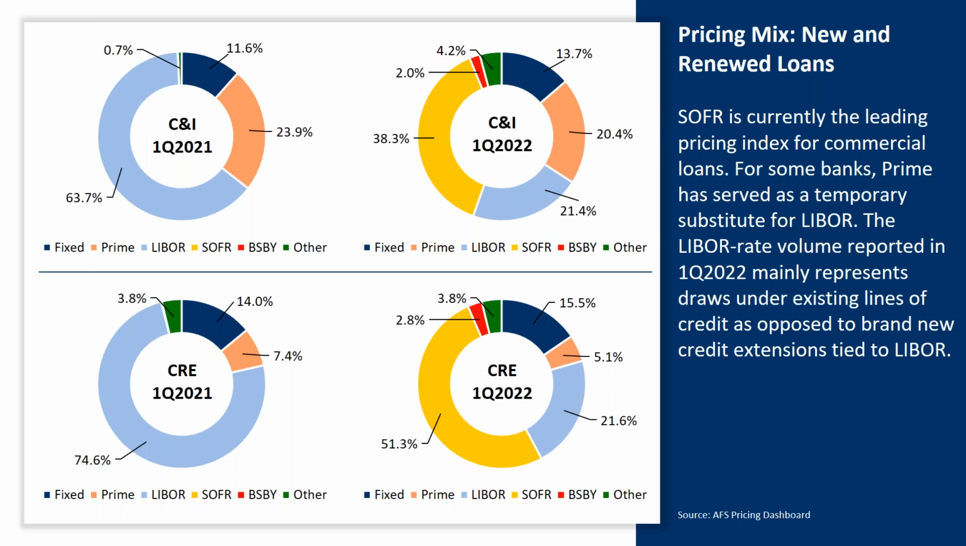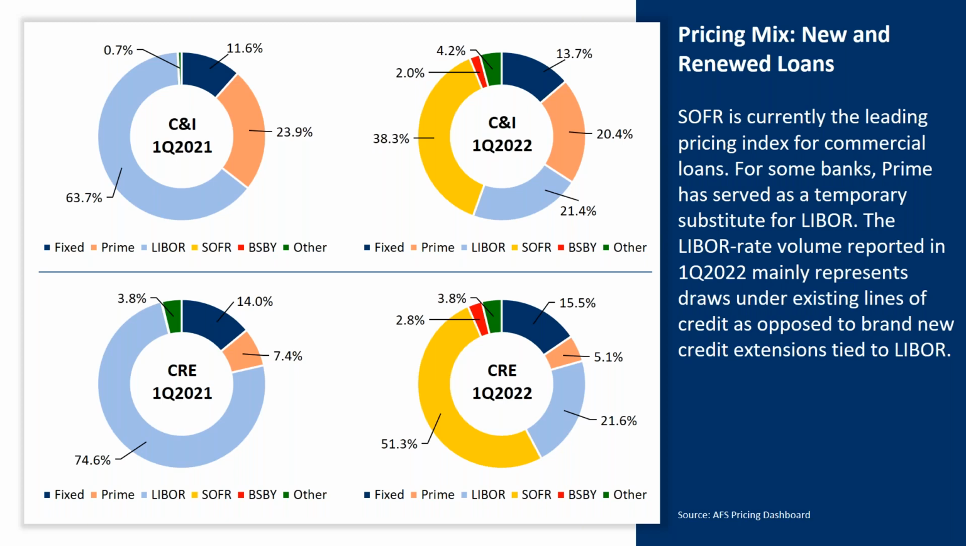In the bottom charts here, we have the same picture for the commercial real estate portfolio. And similar to the C&I trend, we can clearly see the migration away from LIBOR to other floating rate alternatives for CRE loans. Specifically, SOFR has become more entrenched in the CRE space than actually C&I. More than half of all the CRE new and renewed volume in the first quarter of 2022 was tied to SOFR. So it really shows you just how intense and pronounced that migration has been year over year.